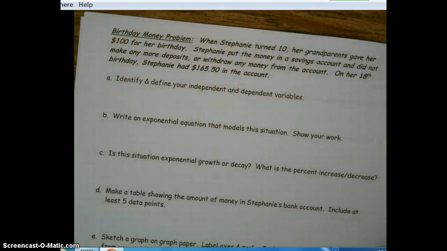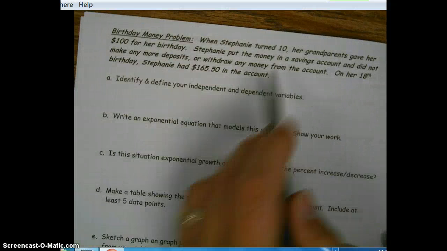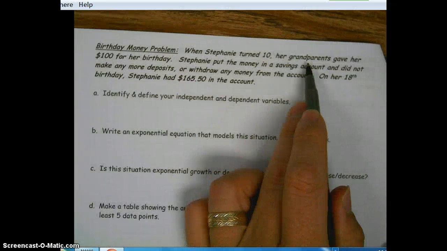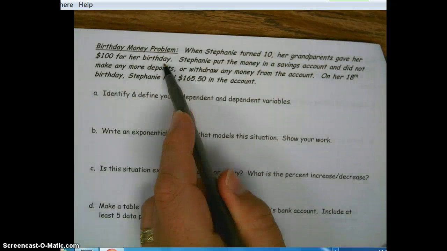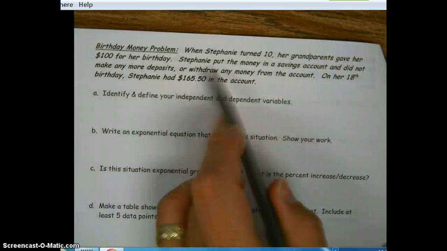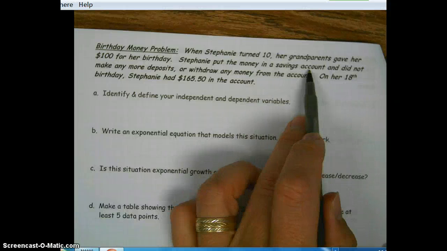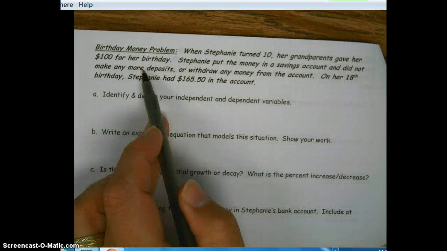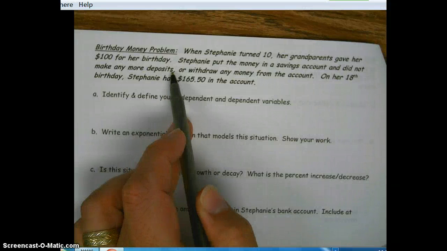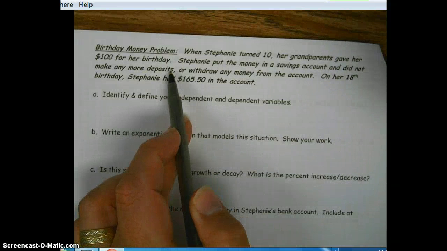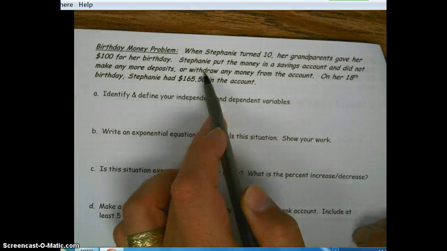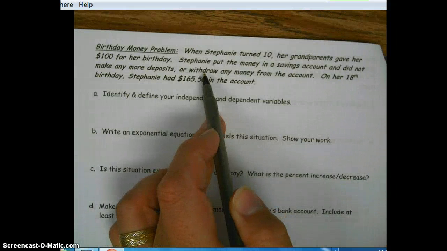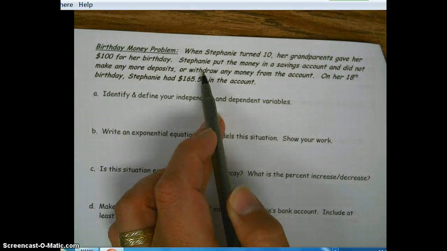So we have Stephanie turned 10 years old. Her grandparents gave her $100 for her birthday. Lucky girl. Stephanie put the money in a savings account and did not make any more deposits. Deposits means she didn't add any more money to it. She didn't withdraw any money from her account either. That means to take out any money.